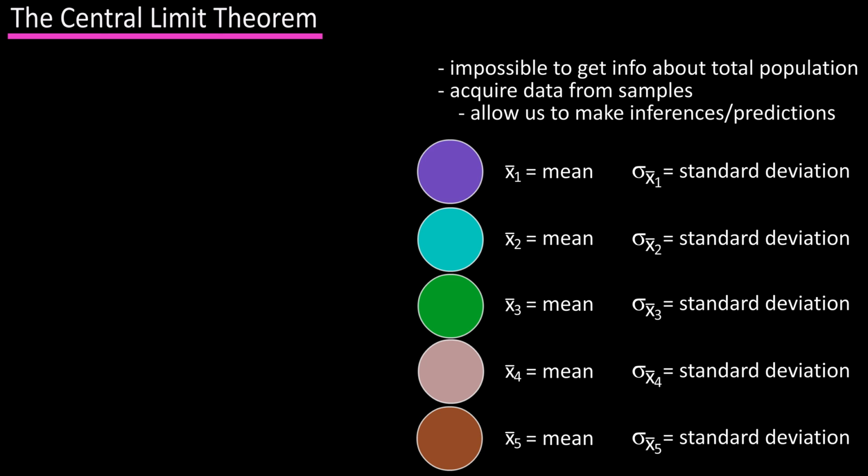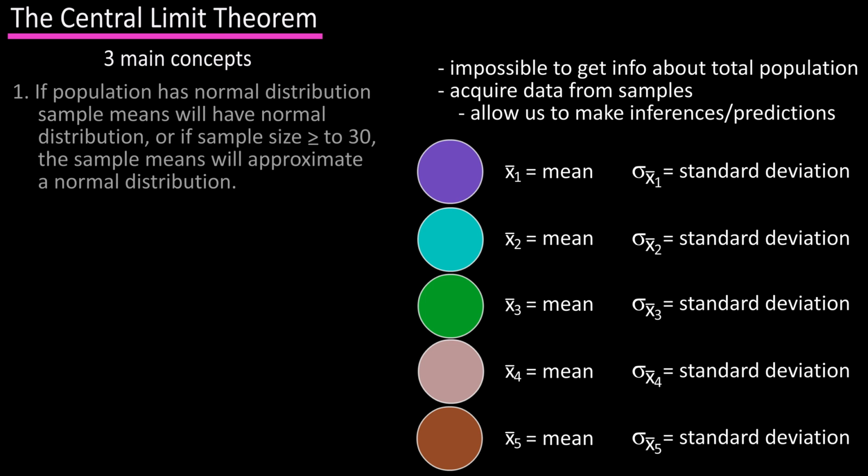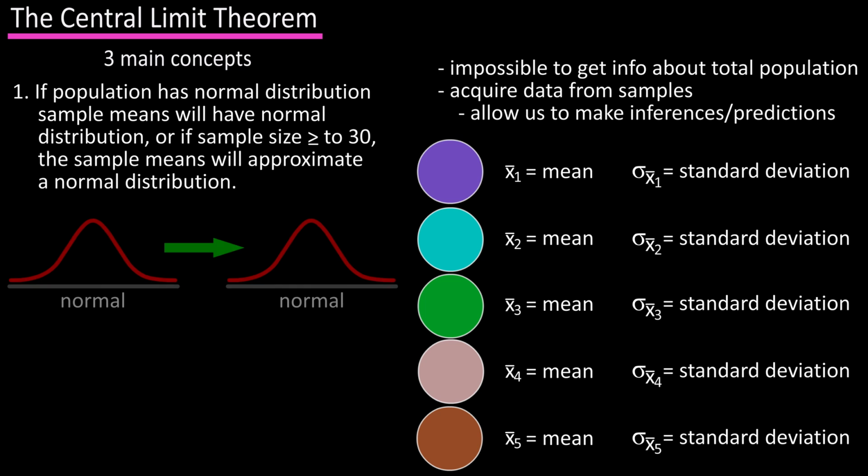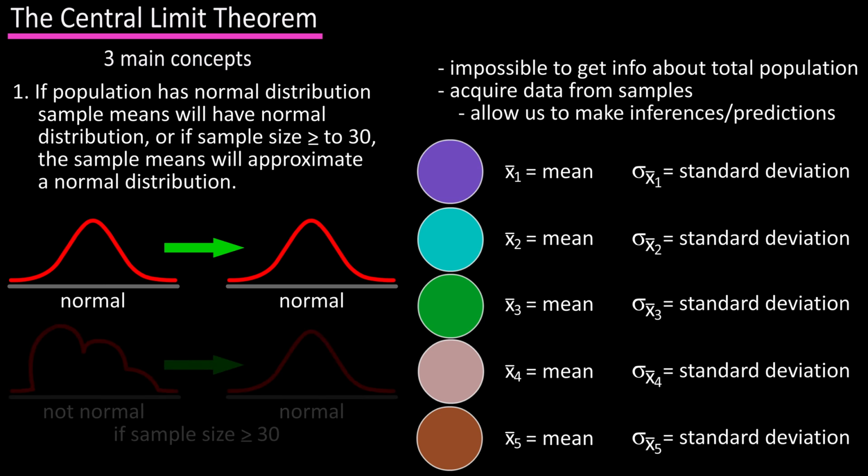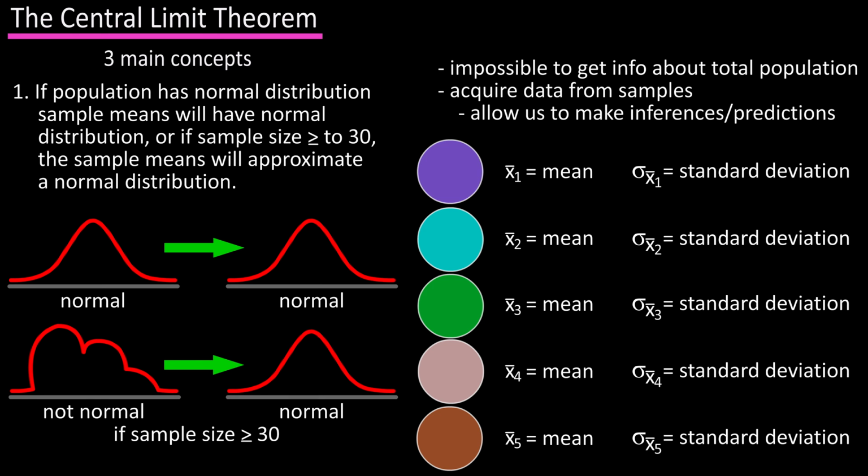Now to the central limit theorem, which basically states 3 things. And we'll go over these in depth in a minute. Number 1 is that if the population the samples were taken from has a normal distribution, the sample means together will also have a normal distribution. Or if the population is not normally distributed, but the sample size is greater than or equal to 30, the distribution of the sample means will approximate a normal distribution.